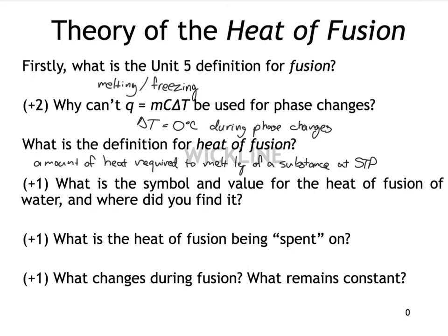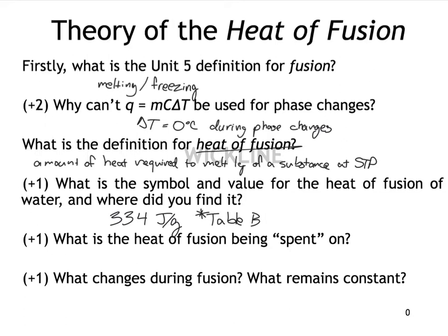Naturally, different substances being made of different atoms would have different values for heat of fusion, but the value for water you'll be able to find on your reference table, and that is 334 joules per gram. The heat of fusion means that the 334 joules for every gram of substance is being spent on increasing the potential energy of the particles in the substance.